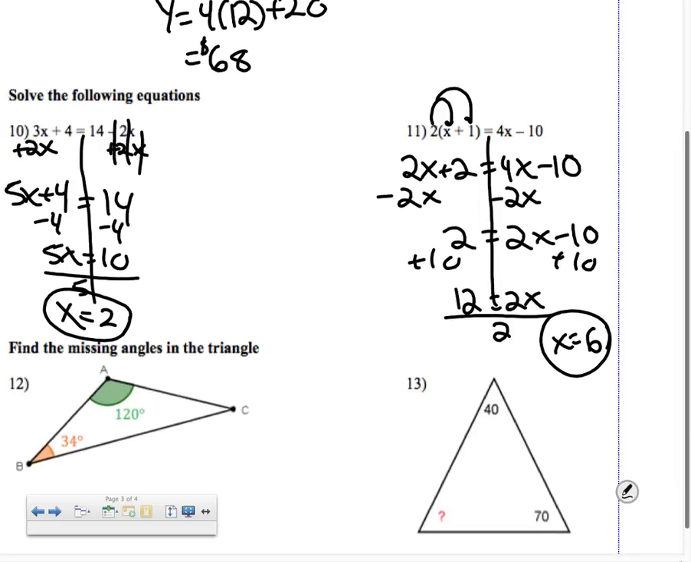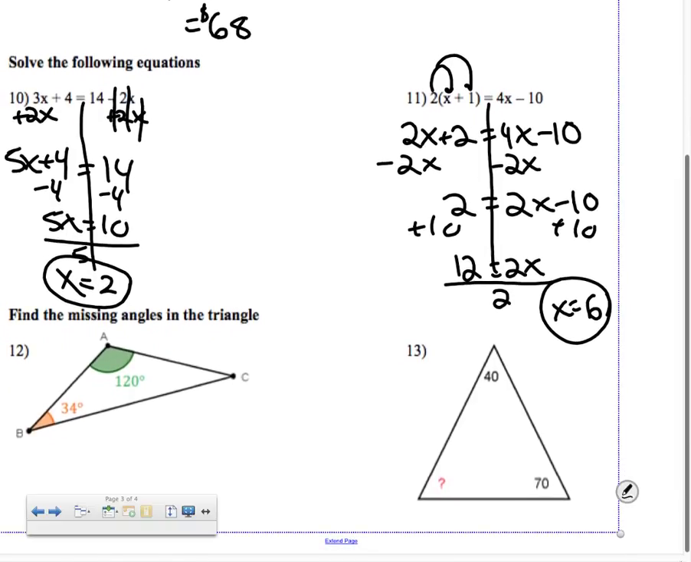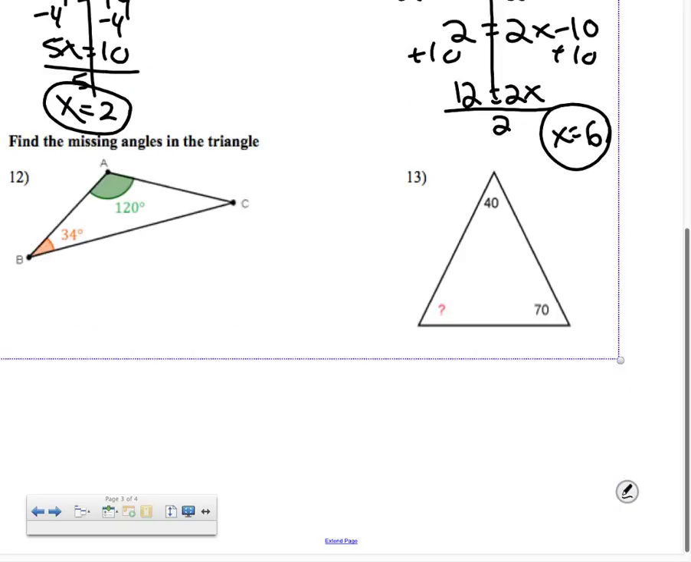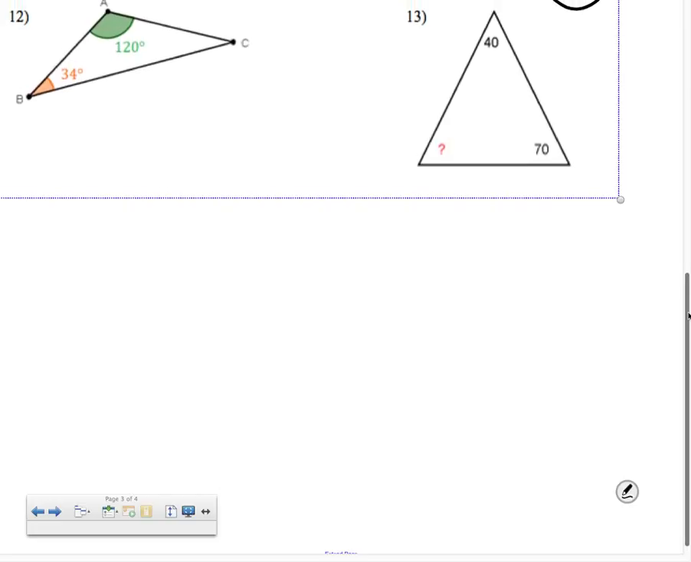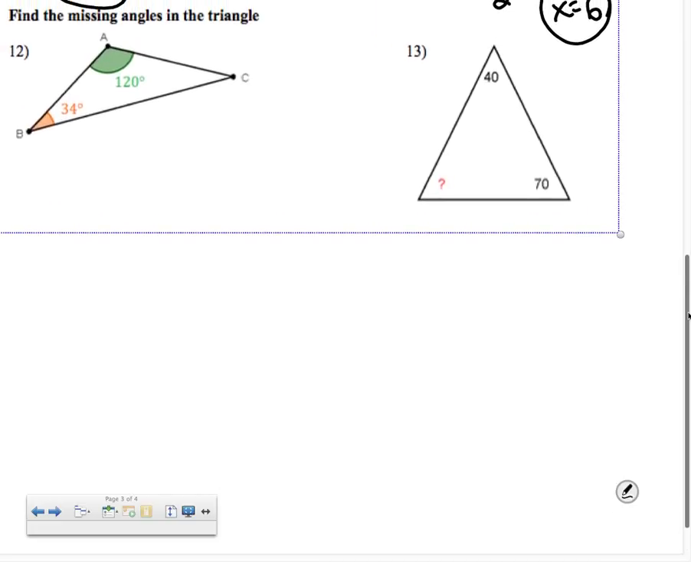The next two are interior angle triangle problems, not Pythagorean triangle problems, but interior angles. And so I want to know what this missing angle is. And you have to know a fact here. All the angles in a triangle add to 180. So I want to know what is C. Well, I know that if I take angle A, which is 120, plus angle B, which is 34, plus angle C, which is some number I don't know, I should get 180.